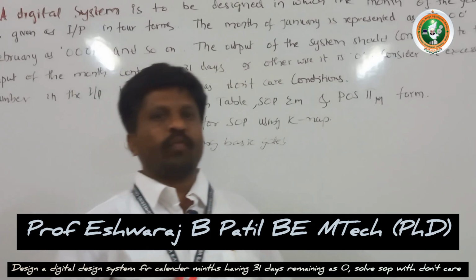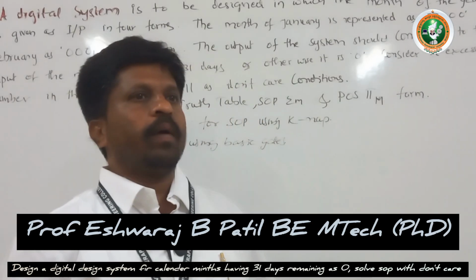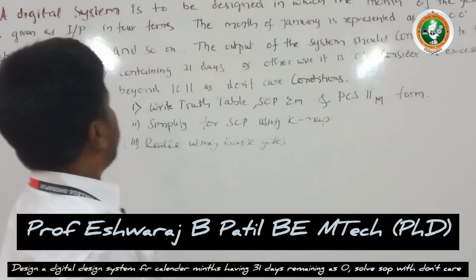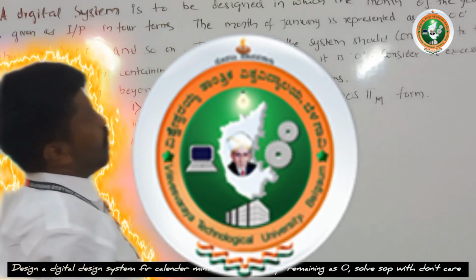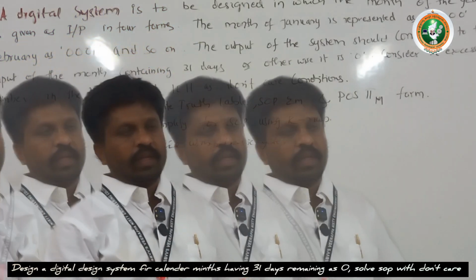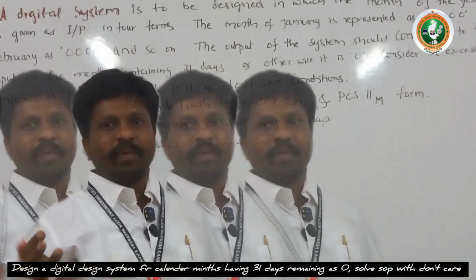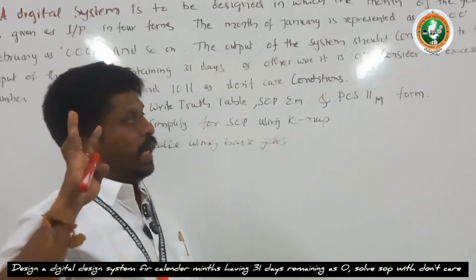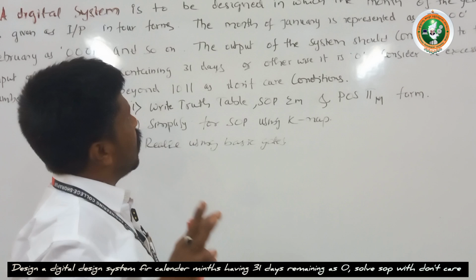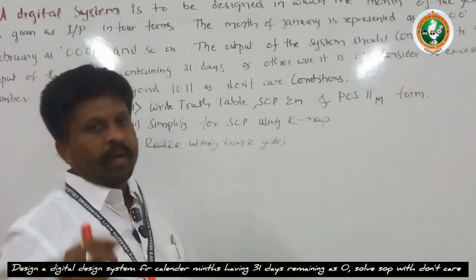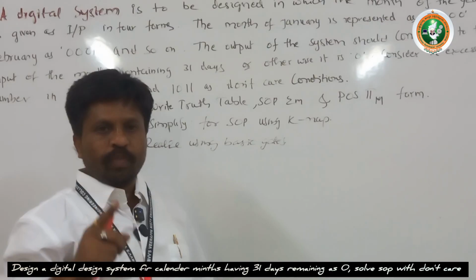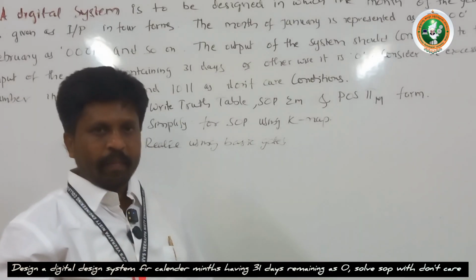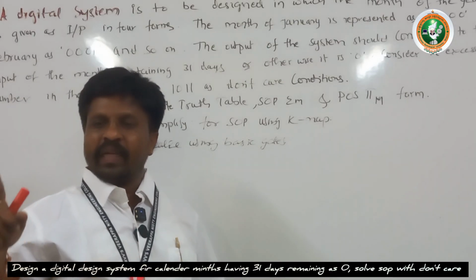Today we'll go with the model question paper solution. One of the questions asked in the model question paper is to design a digital system with the month of the year. Each year has how many months? 12 months. Each month has its dates. Months having 31 days are to be considered as 1, and the remaining are considered as 0.